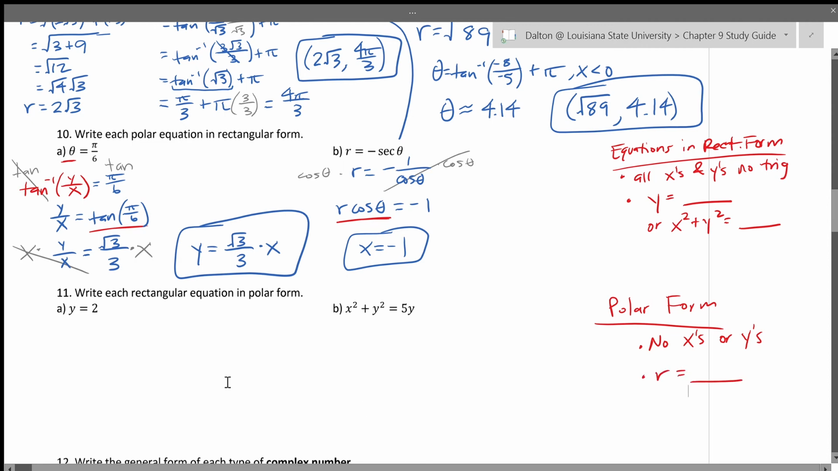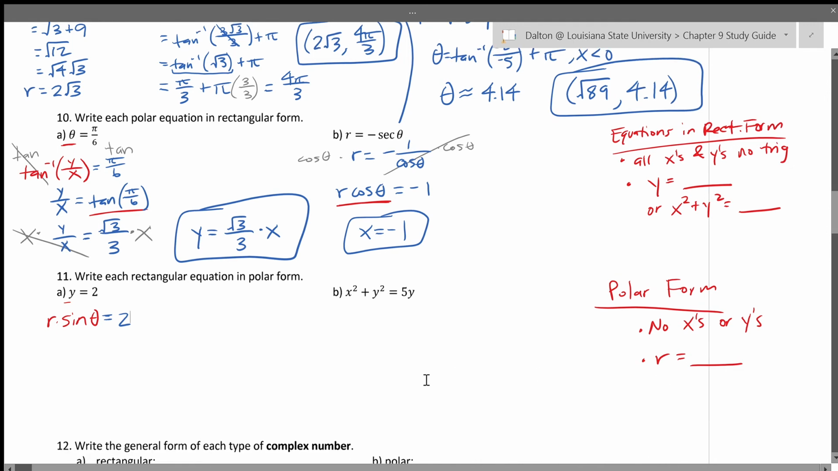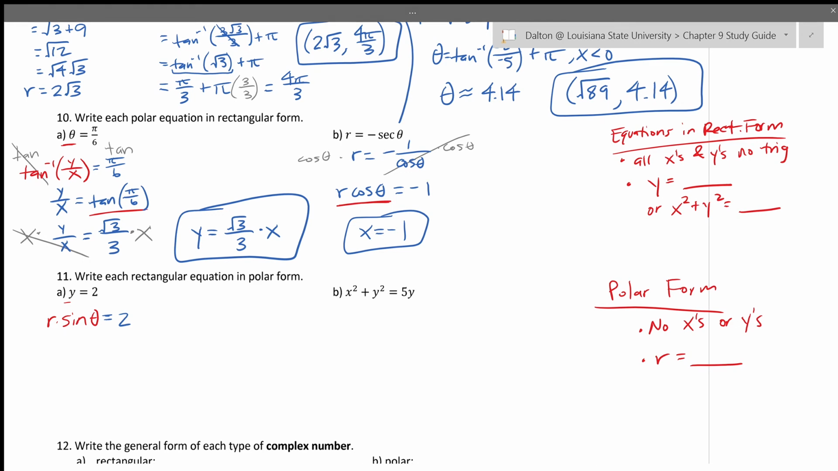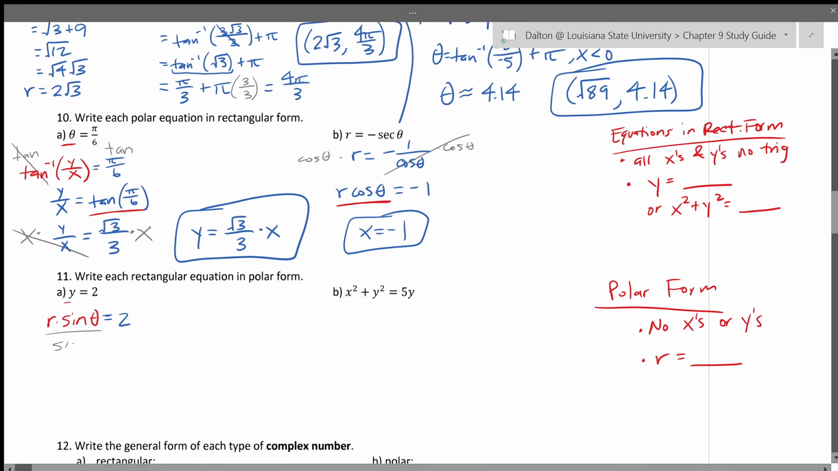So for number 11, part A, the only thing that I can do off the bat is change y, right? There's nothing I can do with 2. So if I use my equations from number 7, we know that y is the same thing as r times the sine of theta, and that's going to be set equal to 2. So you've successfully gotten rid of the y, and now everything is in a trig format, but we do want to put our equation into the form of r equals something. So to do that, I want to divide both sides by sine theta.